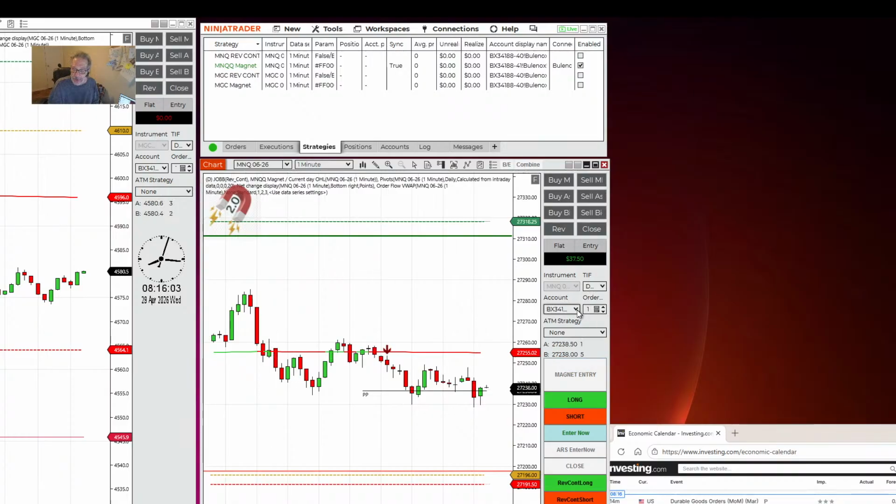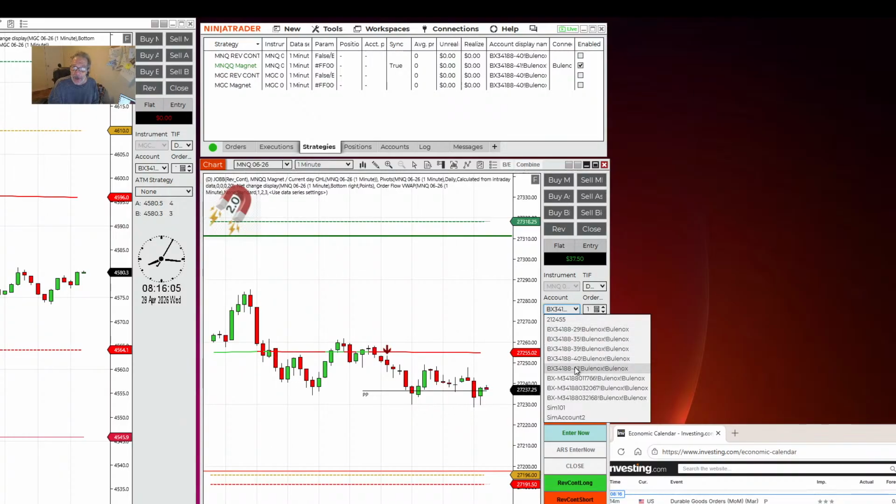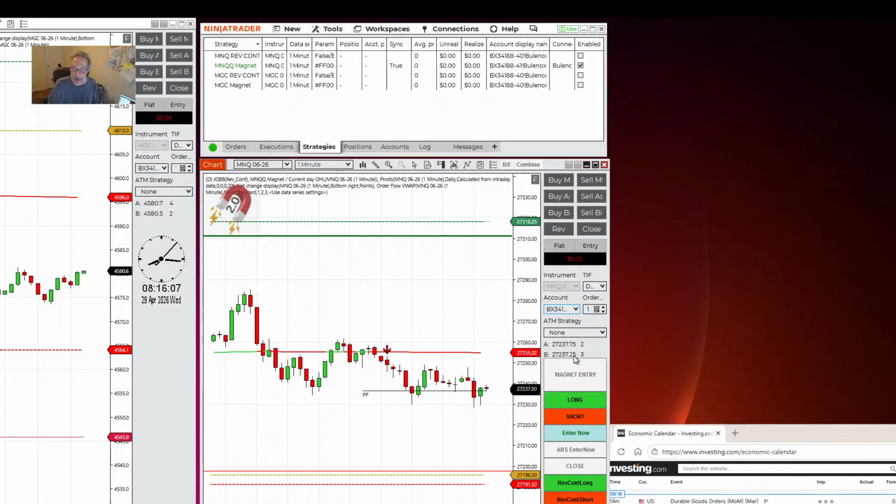And then make sure you're on the right trading account on your chart trader. And then turn on your reverse continue also. So I've got MNQ reverse continue turned on and a magnet. But really we're just watching this news. That's the big thing we're doing this morning. I'm watching the news. Do I want to set up a breakout trade? I could. If I were going to do it, I'd probably put it on the MNQ.